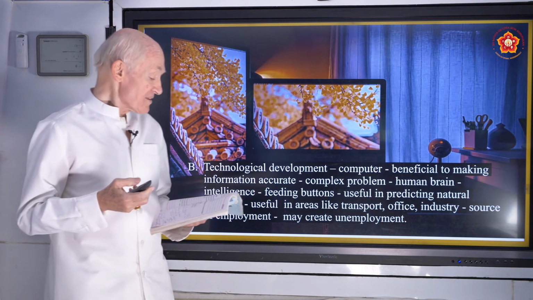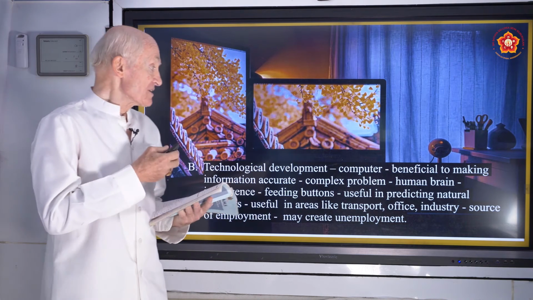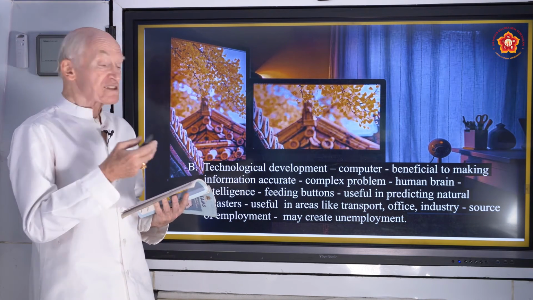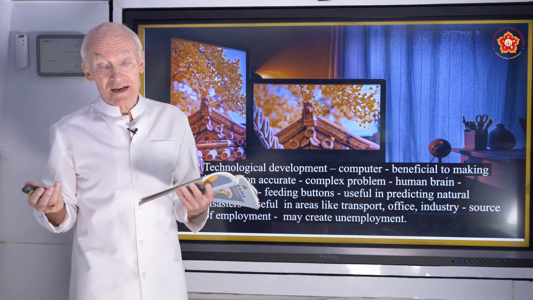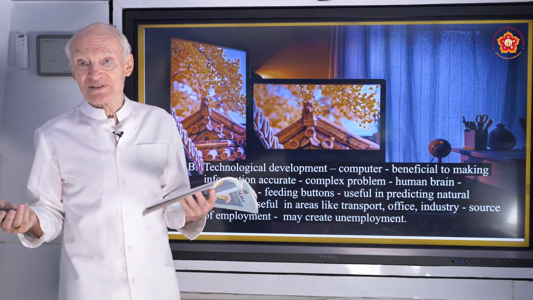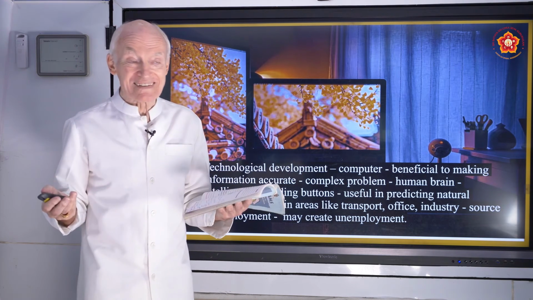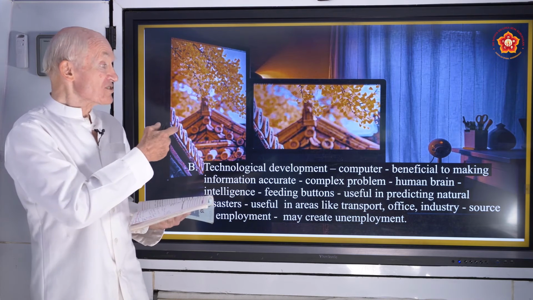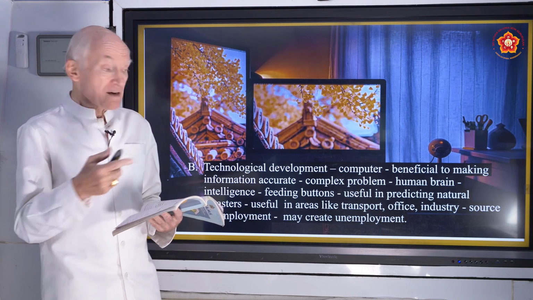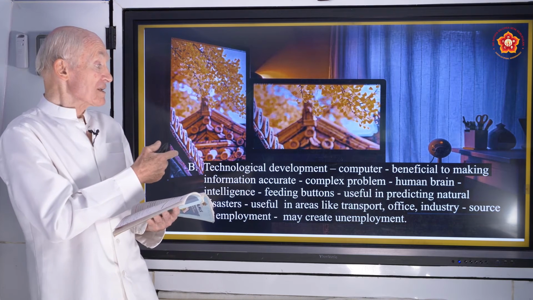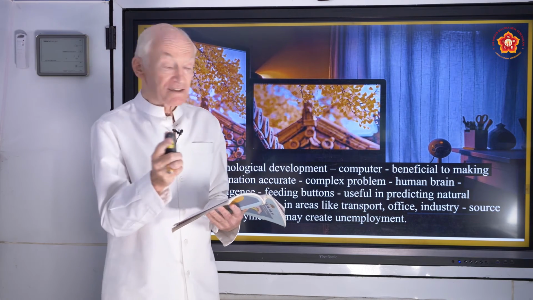Now, there's another series of thoughts they've given you, and it's about technological development. We live in a technological era. We have computers, smartphones, so many things. And so they are showing you some of them, and they want you to develop a paragraph around technological development. So they give you some ideas.